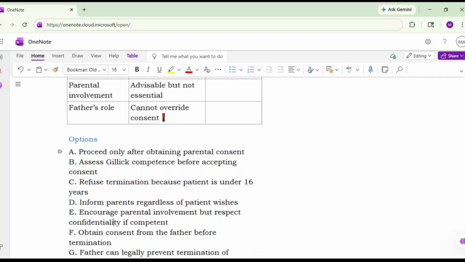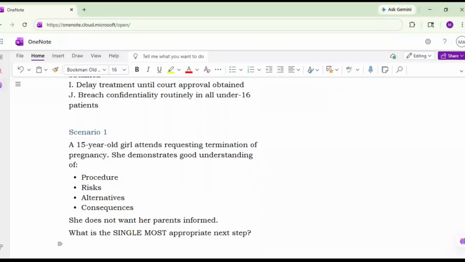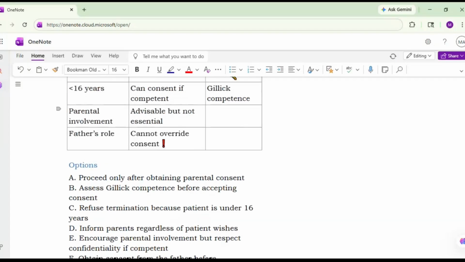So here we have a question for this concept. Doctor, can you please read this? A 15-year-old girl attends requesting termination of pregnancy. She demonstrates good understanding of the procedure, risks, alternatives and consequences. She does not want her parents informed. What is the single most appropriate next step? Now here she is a 15-year-old and Gillick competent. She understands, but she doesn't want to inform her parents. Let's see the options, please.